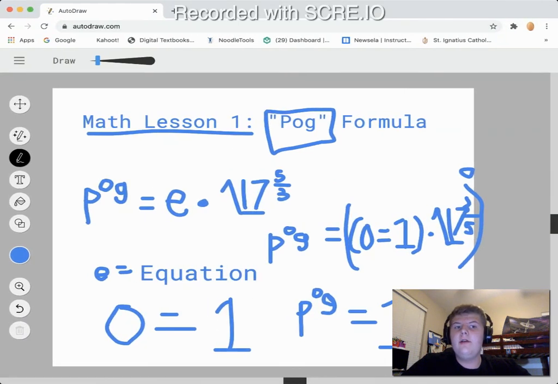Isn't that pretty neat? Now you may be thinking, when will I ever use P to the 0 subscript G formula? When will I ever use the POG formula? And to that, I answer with this. You will use it in any equation that you have. You don't have to, but it helps out a lot if you use P to the 0 subscript G.